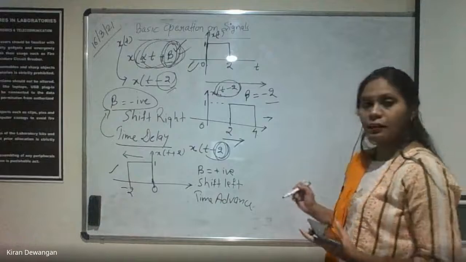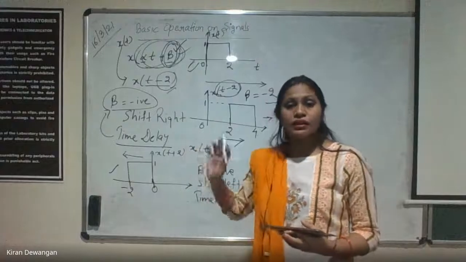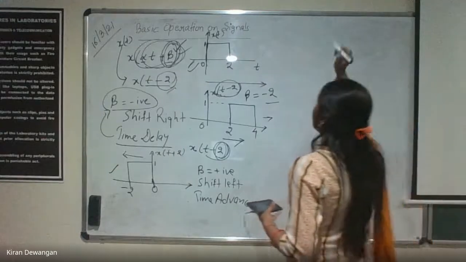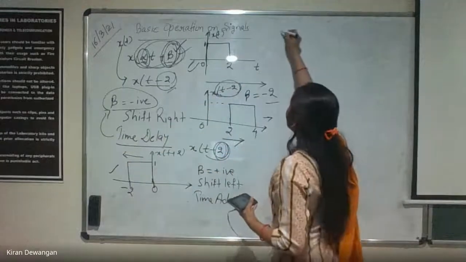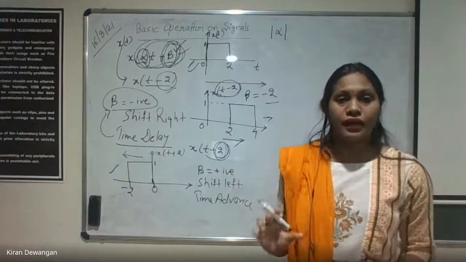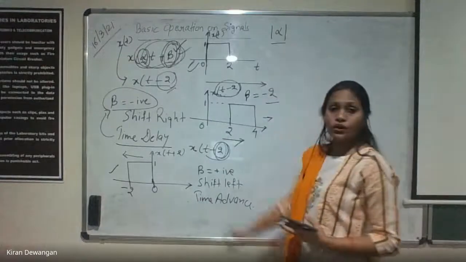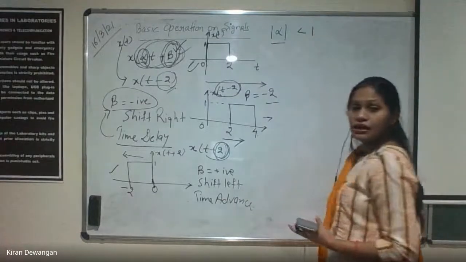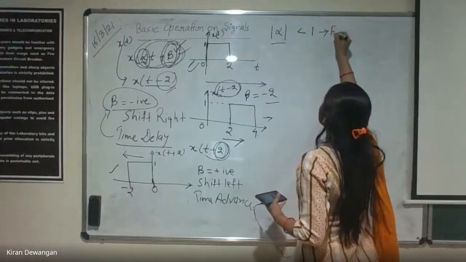Okay? Now the next step is we have to perform time scaling. This was time shifting, next is time scaling. Time scaling is a little bit difficult to understand. Scaling depends on the value of alpha. We take the mod of alpha, just the magnitude of alpha, not the sign of alpha. If this is less than 1, in that case, it expands linearly.